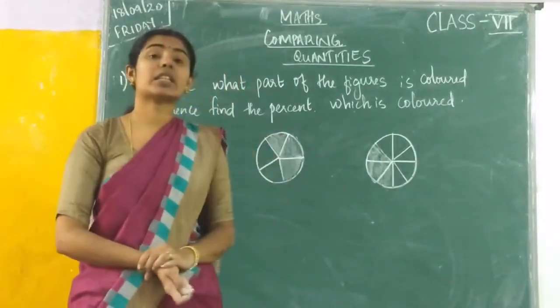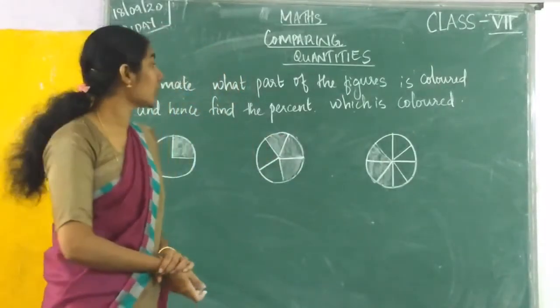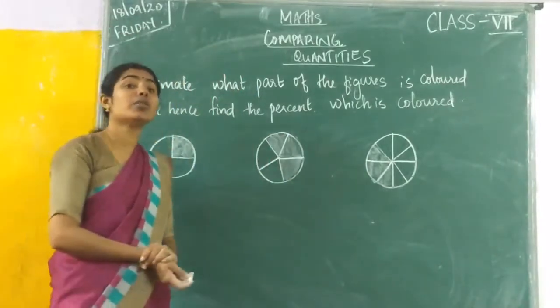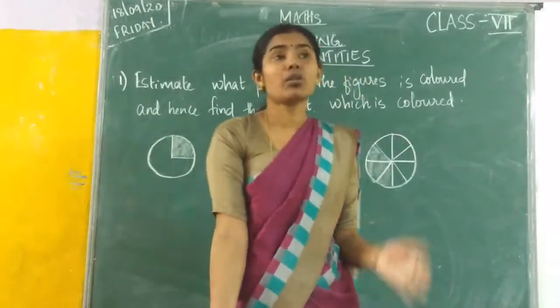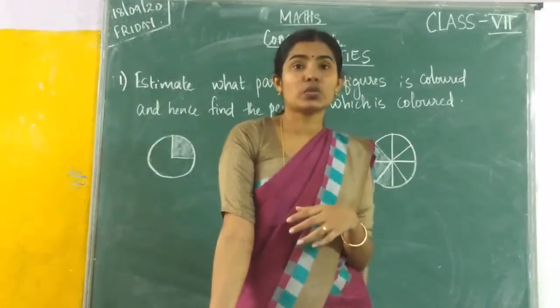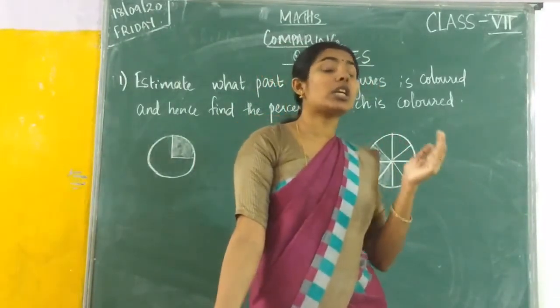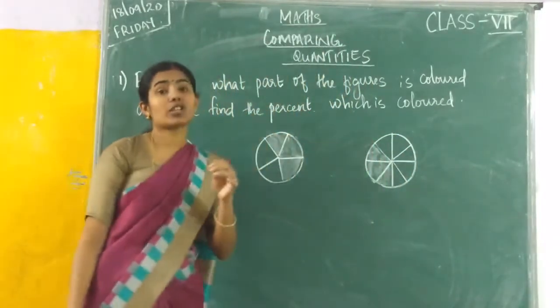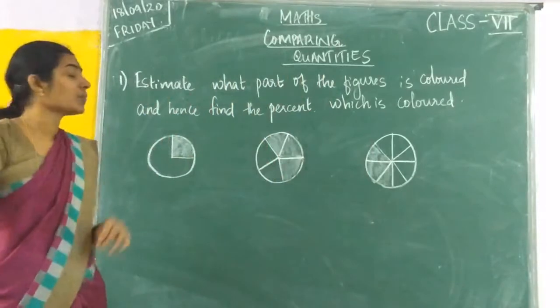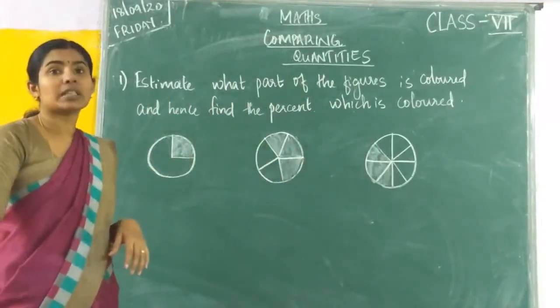Class for 7th standard. This chapter name is comparing quantities. Now we will continue this lesson. Last class I explained how to find the percentage of numbers and how to convert decimal numbers into percentage and fractions into percentage. Now we will do the remaining sums.